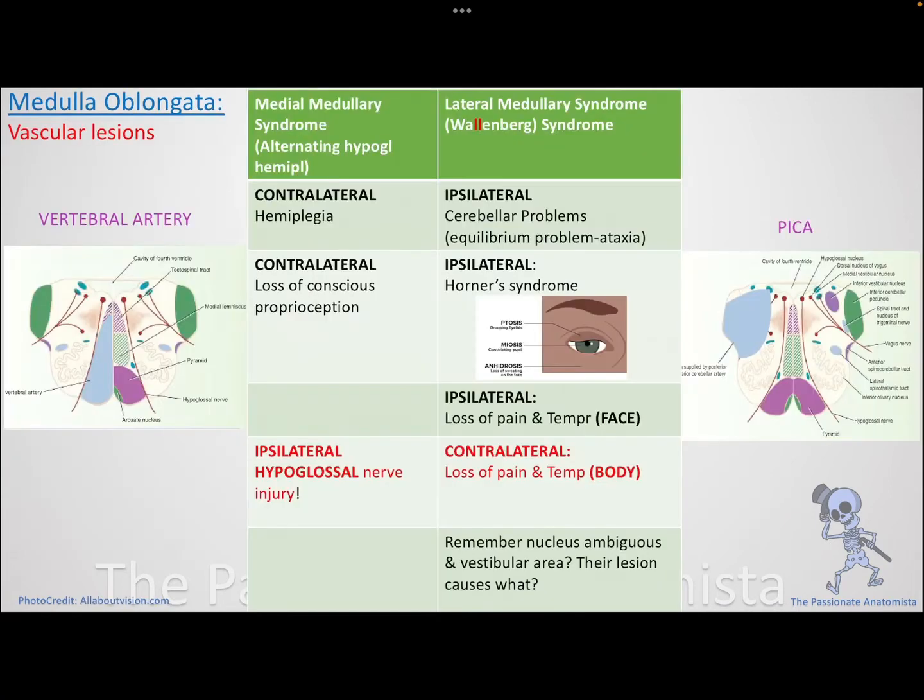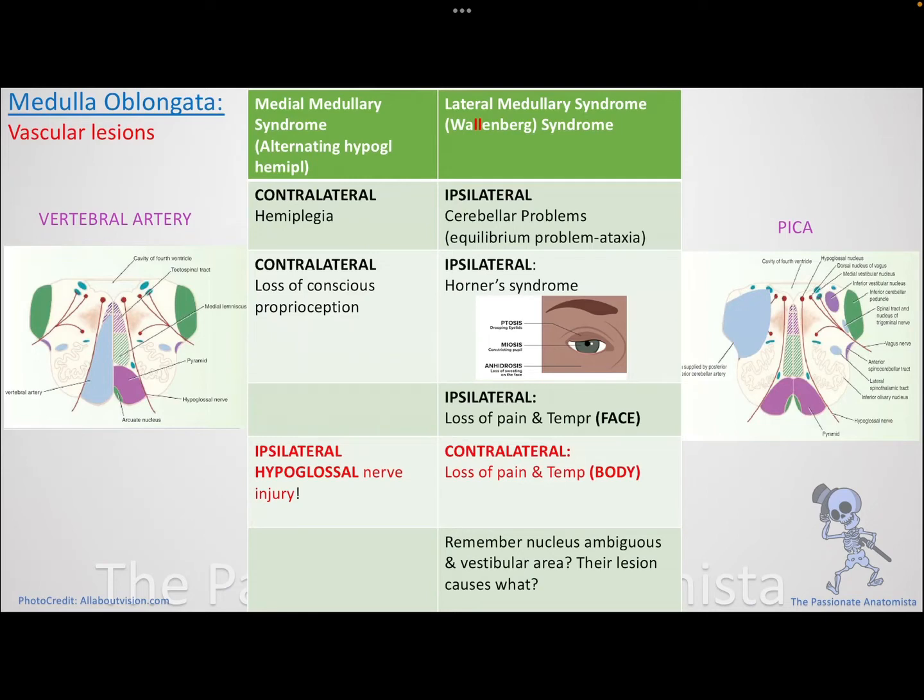Now let's come to the injuries. What happens in the injuries? We have two important injuries, vascular lesions of the medulla. We have something called medial medullary syndrome, and we have something called lateral medullary syndrome.